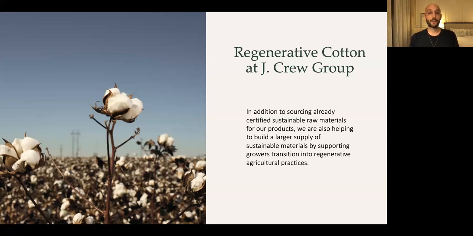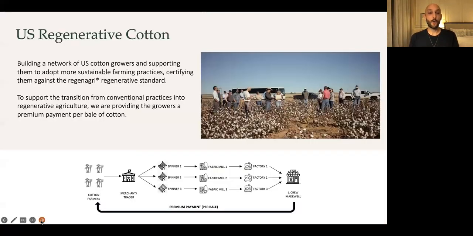And if we move to the next slide, we'll see a little bit more of how we structure this program. We partnered with an agricultural consultant, Brendan Crossland, who's actually on the call also. He helped us identify growers in the US, recruit them, train them, and then we're certifying their growing practices against the Regenagri regenerative standard.